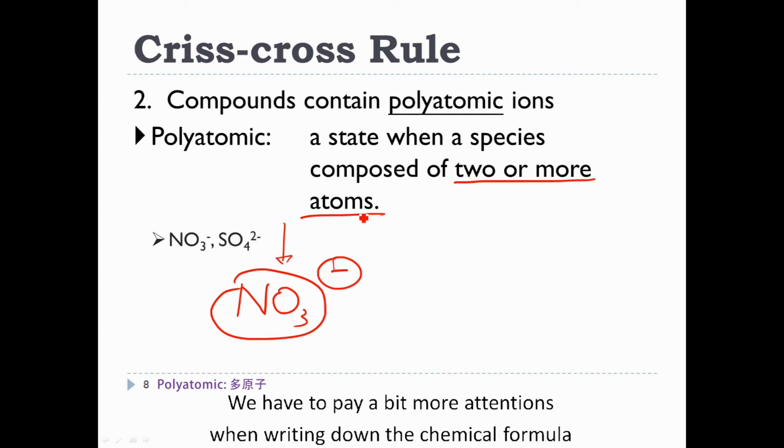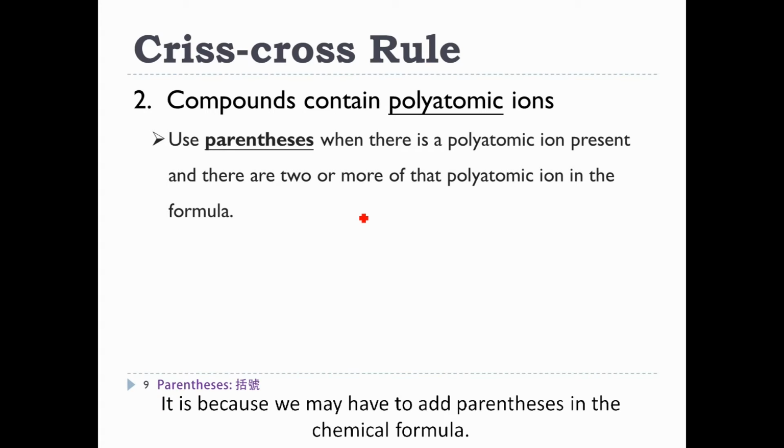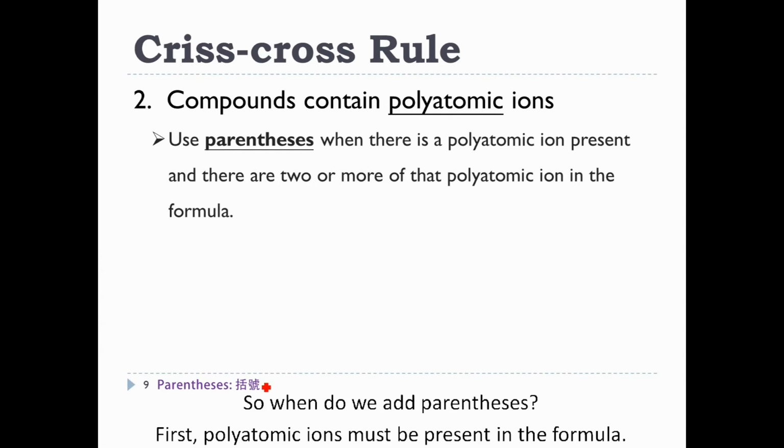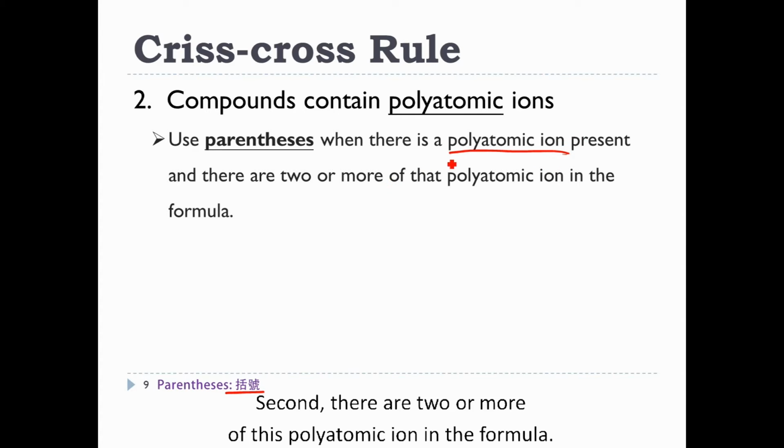We have to pay a bit more attention when writing down the chemical formula of compounds containing polyatomic ions. It is because we may have to add parentheses in the chemical formula. So when do we add parentheses? First, polyatomic ions must be present in the formula. Second, there are two or more of this polyatomic ion in the formula.